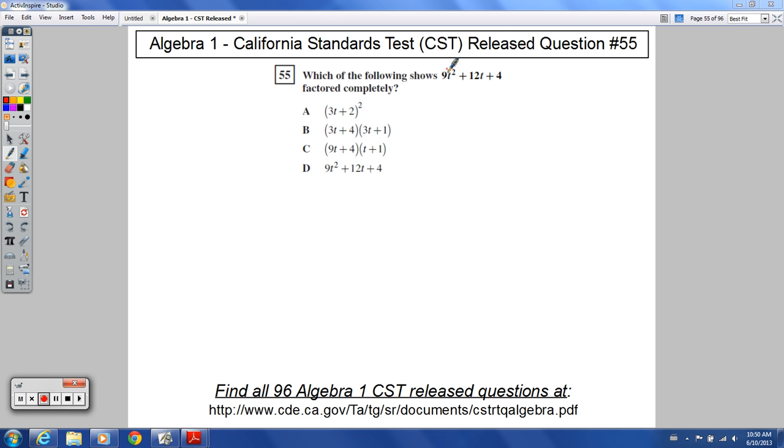Now with the previous two that we've done, we did not have a number in front of the variable squared part right here. This time we do. I look at all these terms, and there's nothing that will be factored out, nothing that's a divisor of all of these terms. So I can't divide everything by 3 or 2 or anything like that. So I'm going to have to just try to factor this one as it is.